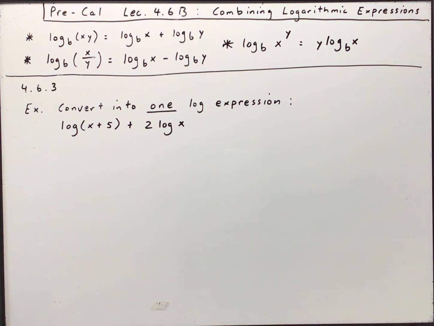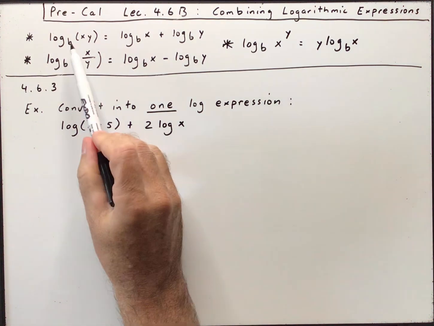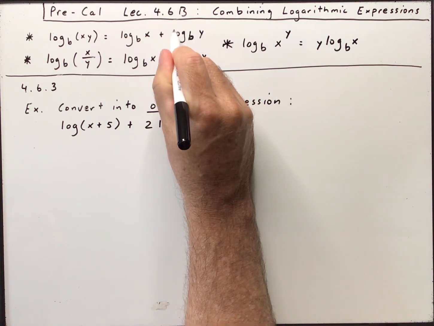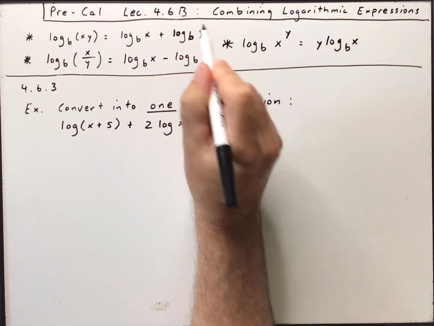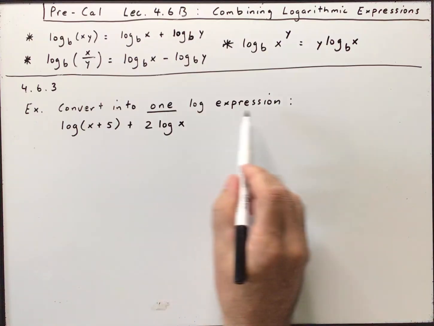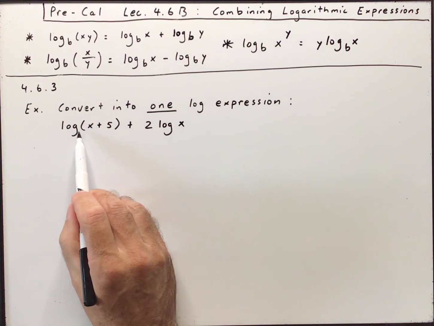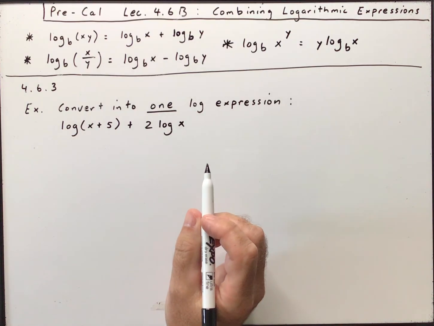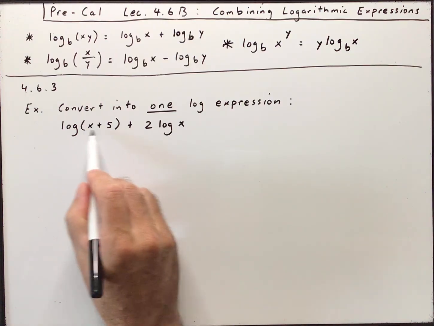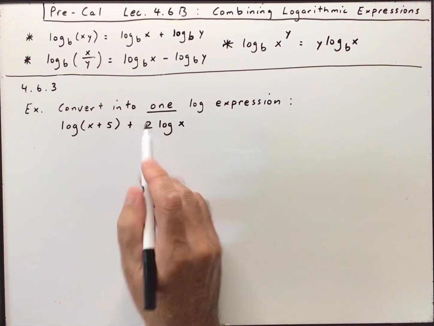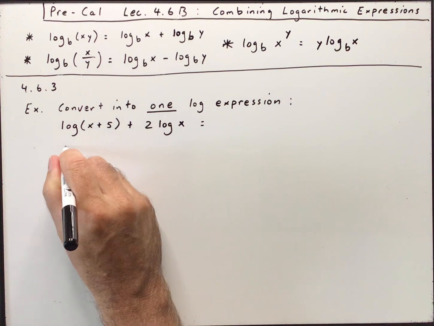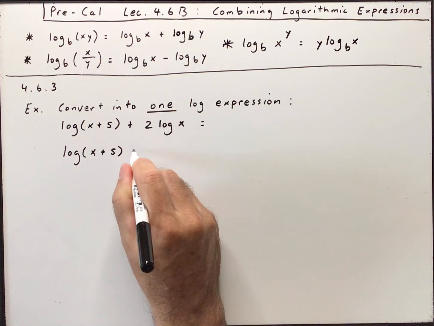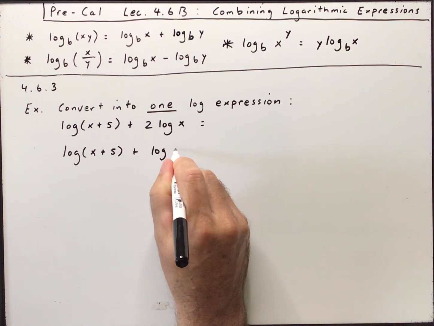So our first example, and I went ahead and put the three formulas for combining logs, or our properties of logs. So we want to convert into one log expression, log base 10 of x plus 5 plus 2 times log base 10 of x. Okay, so we really can't do anything with this one. That 2, though, we can rewrite this as log base 10 of x plus 5 plus log of x squared.